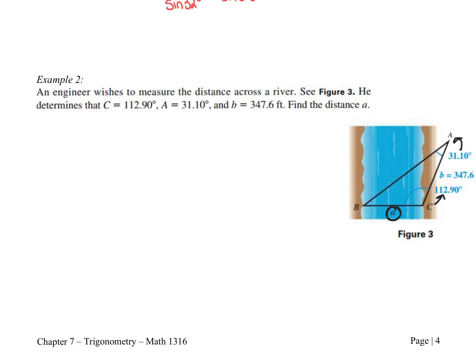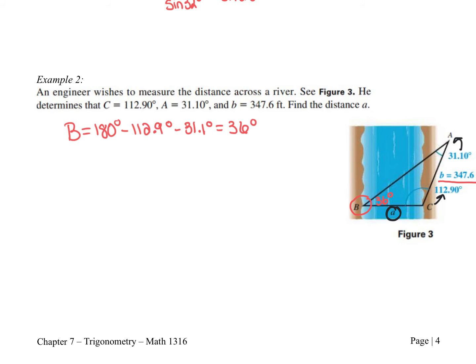So I need a complete ratio, which I don't have yet. Since they gave me side B, I probably need to find angle B so that I have a complete ratio. So big angle B is going to equal 180, because there are 180 degrees in a triangle, minus the angles they gave me, which were 112.9 and 31.1 degrees. This results in angle B equaling 36 degrees. Now I have a complete ratio.